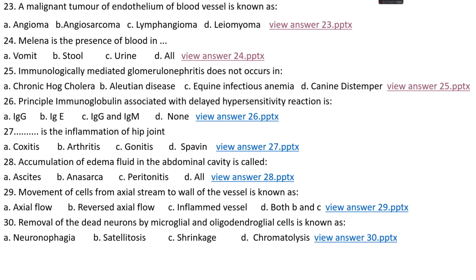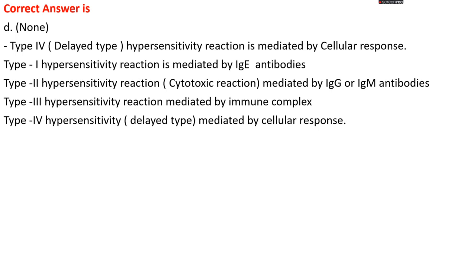Question number 26. The principal immunoglobulin associated with delayed hypersensitivity reaction is option A, IgG, option B, IgE, option C, IgG and IgM, option D, none. The right answer is option D, that is none.